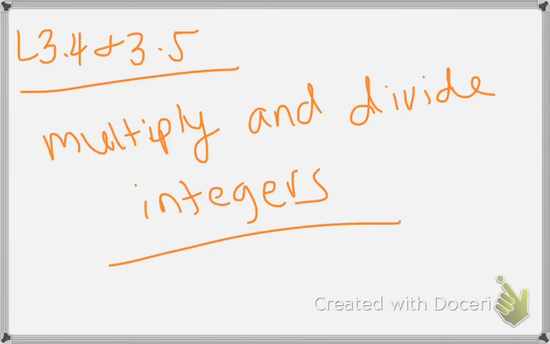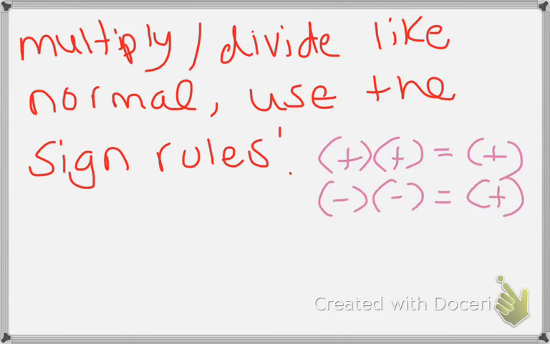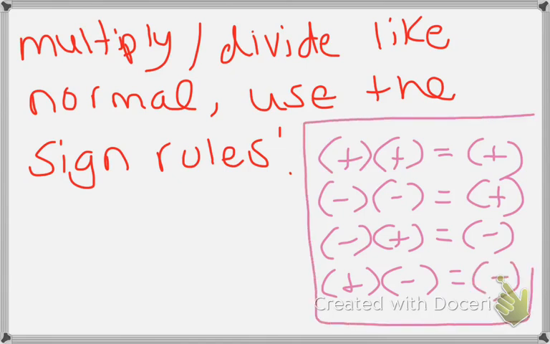Okay, and the last topic is lesson 3.4 and 3.5, which is multiply and divide integers. Now, this is a lot more simple than adding and subtracting. So, multiply and divide like normal, use the sign rules. Sign rules: positive, positive, it's positive. Negative, negative, it's a positive. Negative, positive, it's a negative. And positive, negative is a negative. Now I recommend that you write this as soon as you get your test on the side, just so you can refer to something.